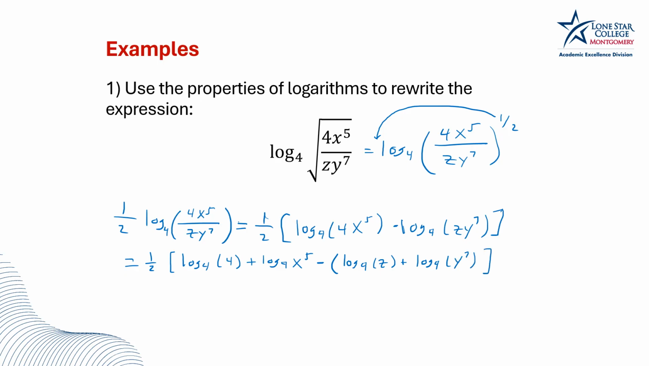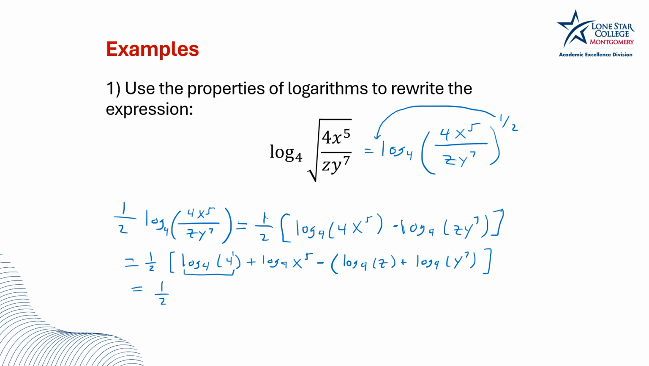So we want to check, can we do any further with this? We can, because we can actually apply the inverse property to this one here. When you have the base of the log and the base of your exponent are the same, they essentially cancel each other out, and you're left with just whatever the exponent is, which would be 1 in this case.